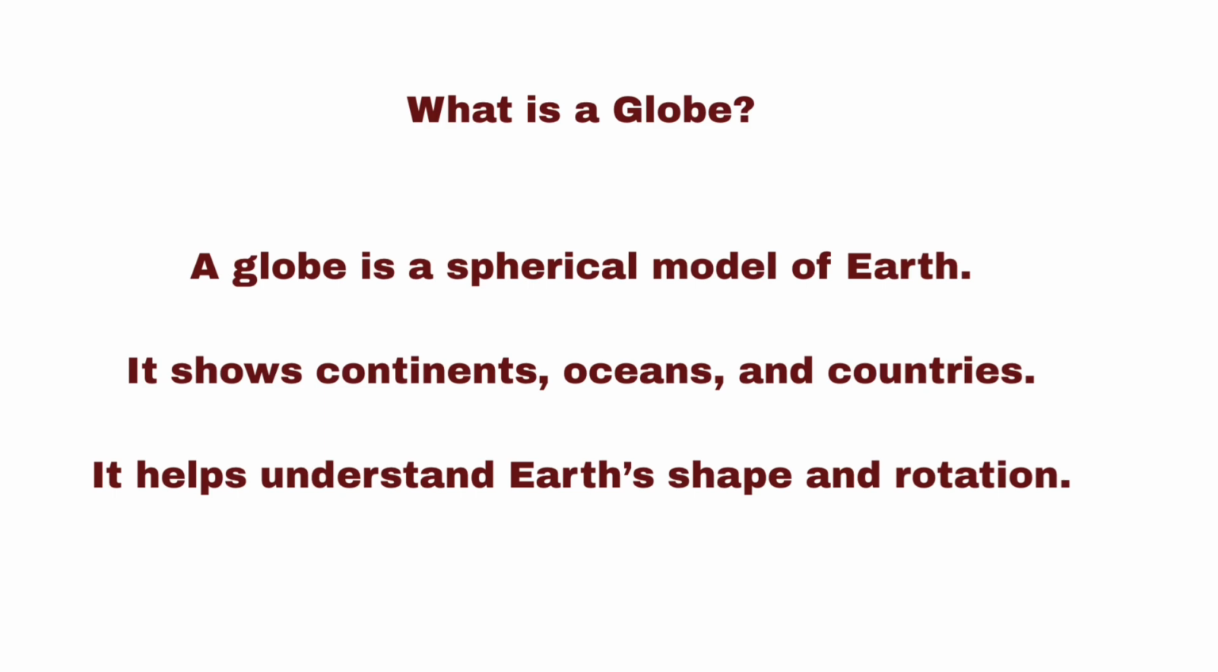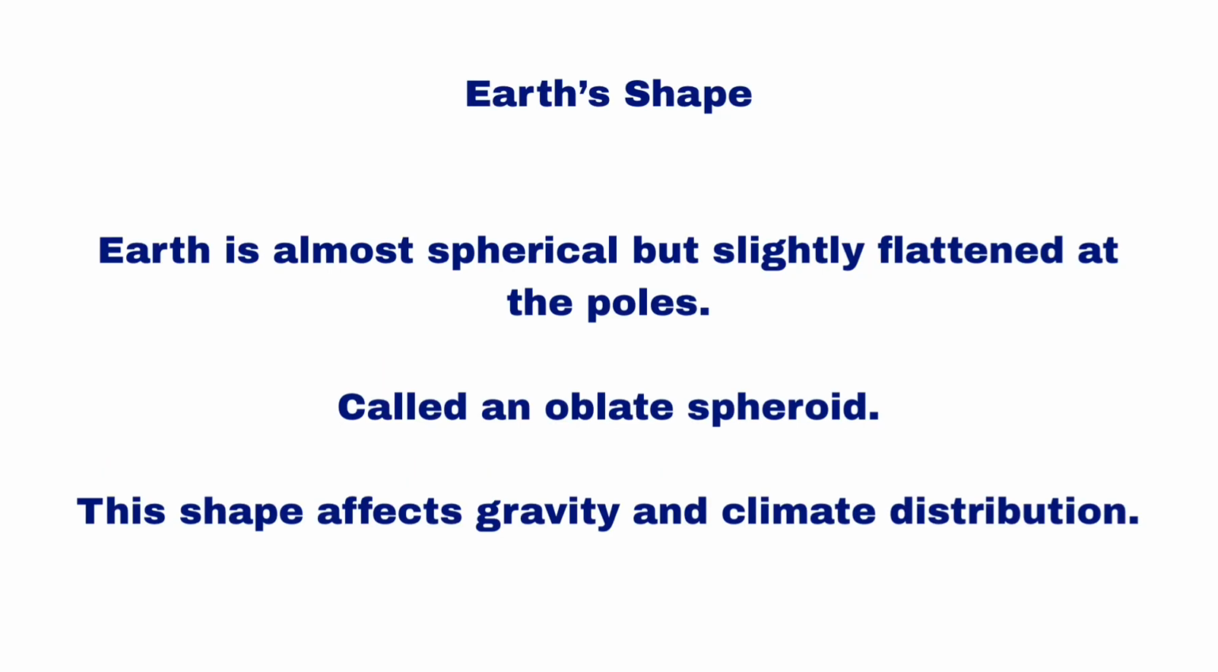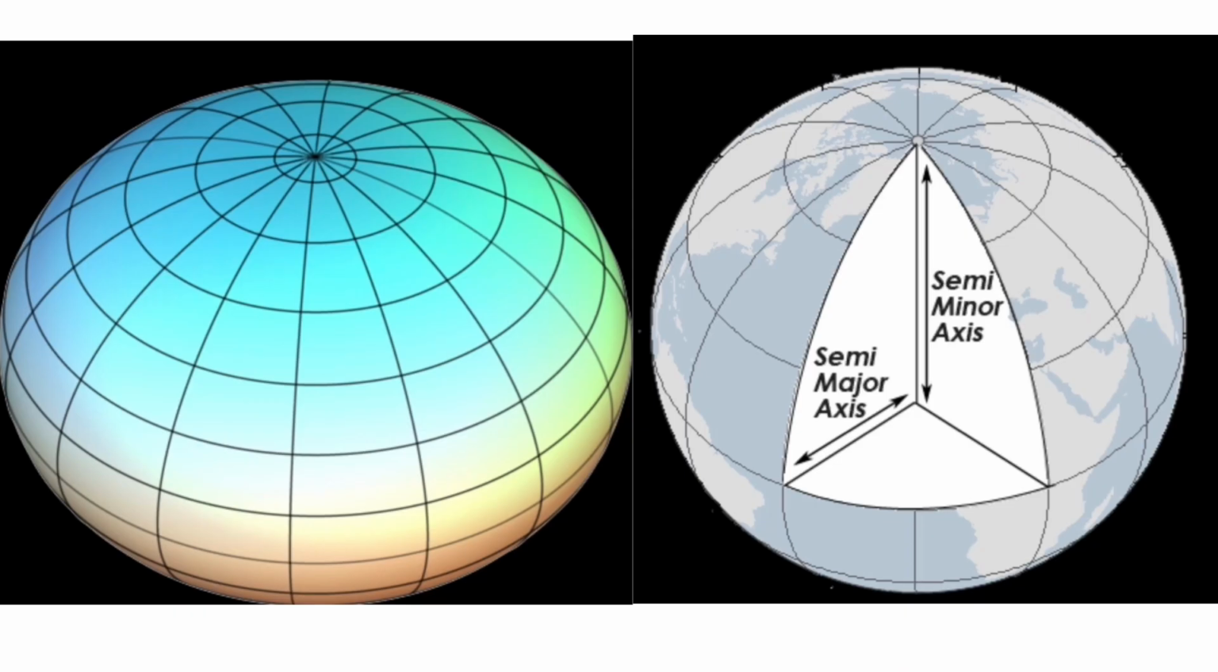What is a globe? A globe is a small model of the earth. It shows the earth's shape, continents, oceans, latitudes and longitudes. Okay, so earth is not flat. It is round like a ball, slightly flattened at the poles. This shape is called geoid, right? Earth is almost spherical. The size of the earth is very large. That is why we cannot see it all at once.